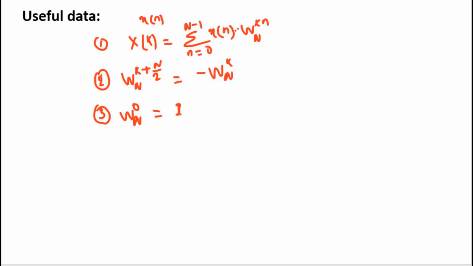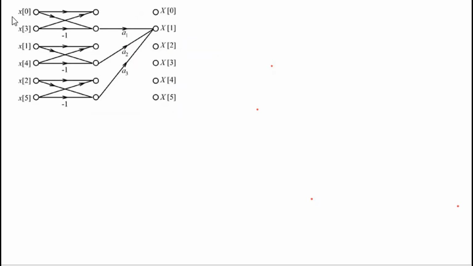And the third one is that W_N to the power 0 is equal to 1. So in the question, you are given this signal flow graph where x0, x3, x1, x4, x2, x5 are connected to x of 1, and you need to find x of 1 and give a1, a2 and a3 in terms of W6.